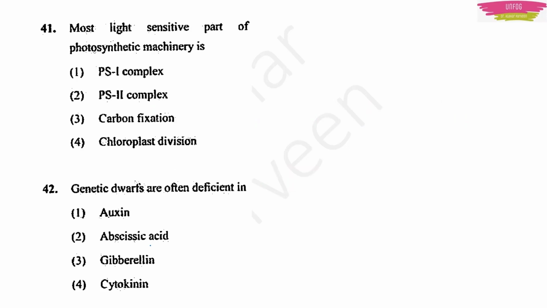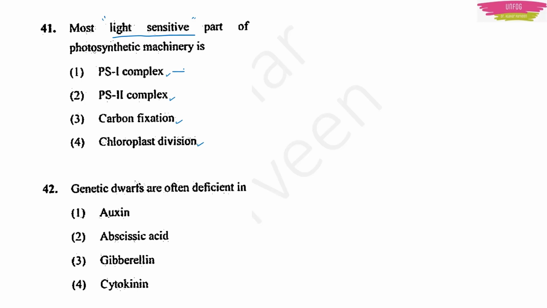The first question is, most light sensitive part of the photosynthetic machinery is, and the options are given as PS1 complex, PS2 complex, carbon fixation and the chloroplast division. Before we solve this, we need to understand what this term light sensitive means. Light sensitive means even in the presence of the smallest wavelength of light, that specific photosynthetic machinery gets activated. It starts working at that wavelength of light.